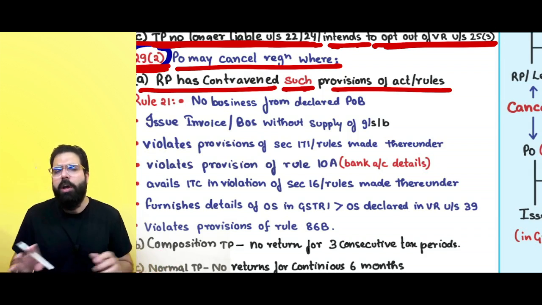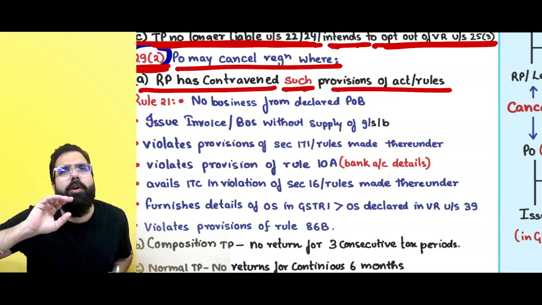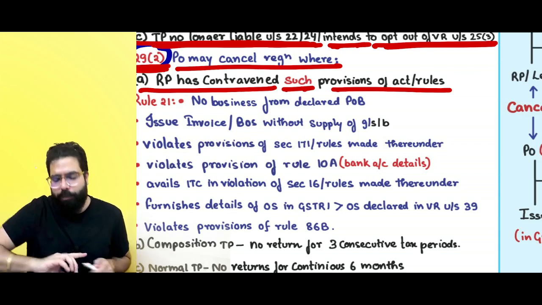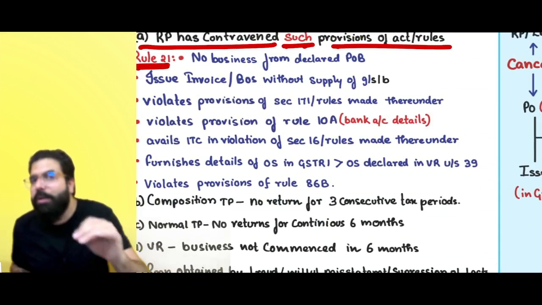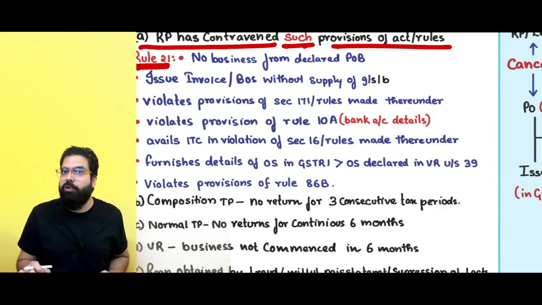So I will go ahead and talk. Supposing I did not give a 300 rupees invoice, will they cancel my registration? No, we have told in rule number 21 what the scenarios are when the proper officer can cancel your registration, meaning you have done some contravention.